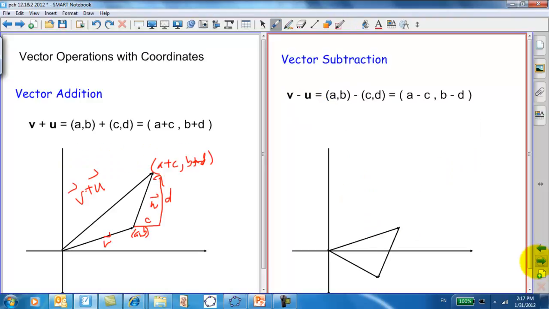That's vector addition. Vector subtraction, I took the same vectors again. Here's vector v. This is the opposite of vector u as we head down this way. And so here's v minus u. And you end up subtracting the coordinates.